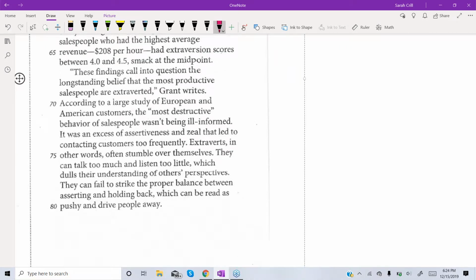These findings call into question the long-standing belief that most productive salespeople are extroverted, Grant writes. According to a large study of European and American customers, the most destructive behavior of salespeople wasn't being ill-informed. It was an excess of assertiveness and zeal that led to contacting customers too frequently. Extroverts, in other words, often stumble over themselves. They can talk too much and listen too little, which dulls their understanding of others' perspectives. They can fail to strike the proper balance between asserting and holding back, which can read as pushy and drive people away. So I would write why not extroverts?